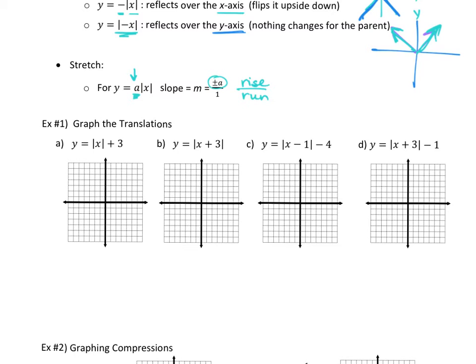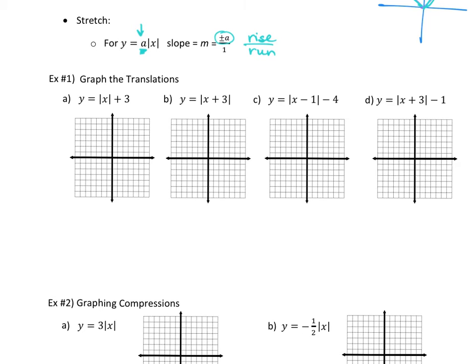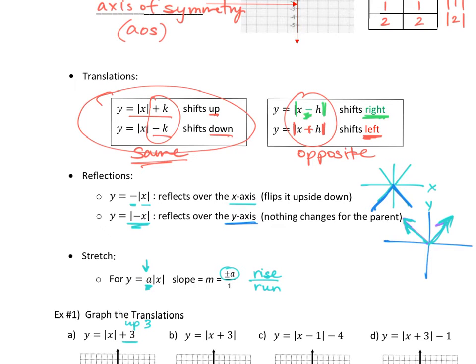So let me show you what some of these graphs will look like, and we'll see how you do. So example 1 here, it says graph the translation. So the plus is outside of our absolute value. So for that one, we are going up 3, right? So 1, 2, 3. If you look back to your setup here, that's this one. It shifts up. So up 3.